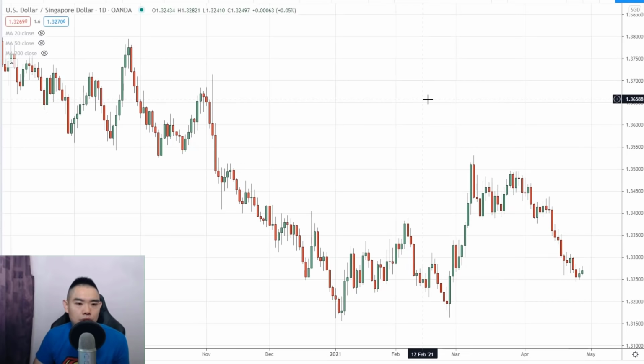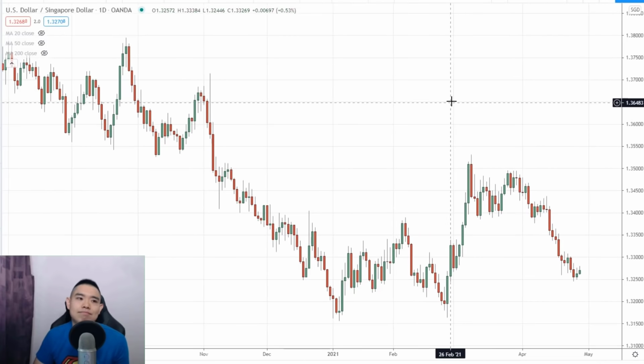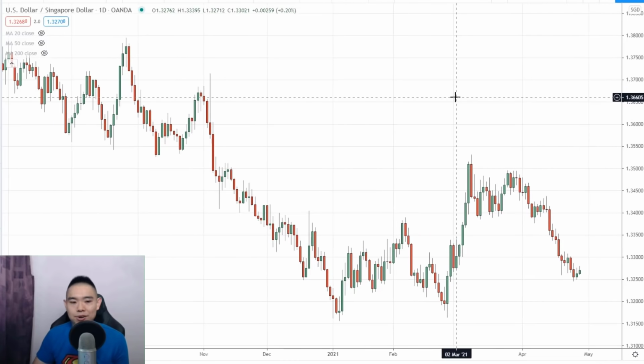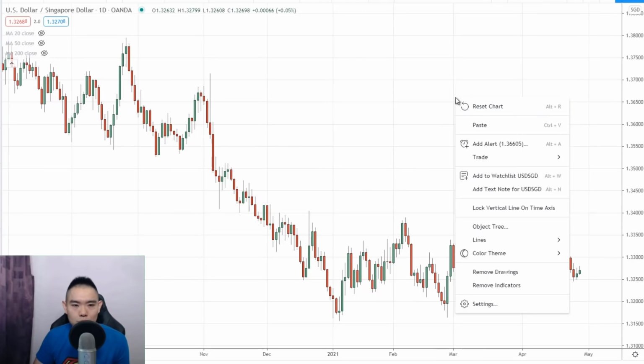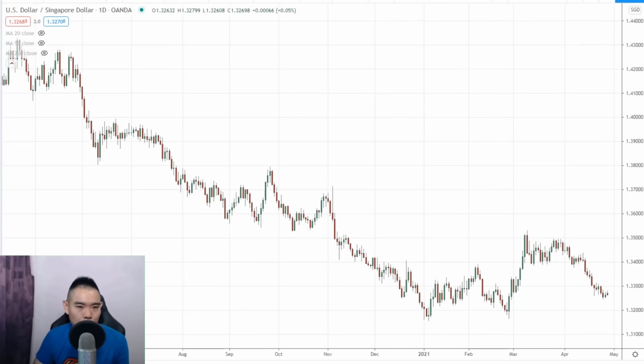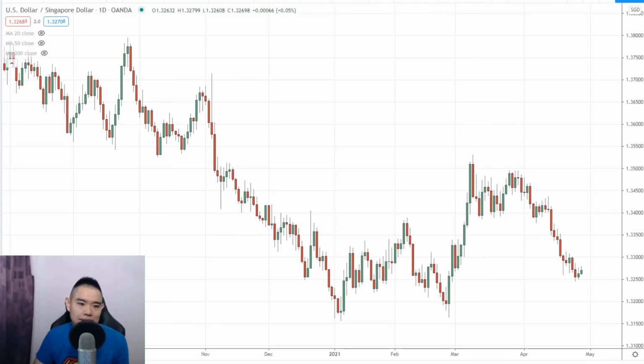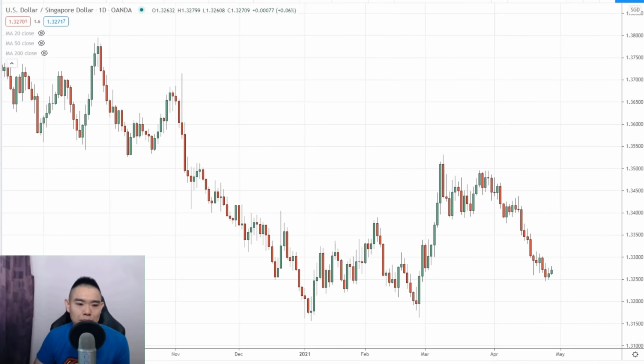So this one, dollar USD against Singapore dollar. If you look at this, is this in a downtrend or is this in a range? If you zoom out your charts, you can see that this one, long-term wise, is in a downtrend. But if you zoom in a little bit like this, you would say that this is not exactly a downtrend. This seems like a little bit more of a range. And I would say you're not wrong.